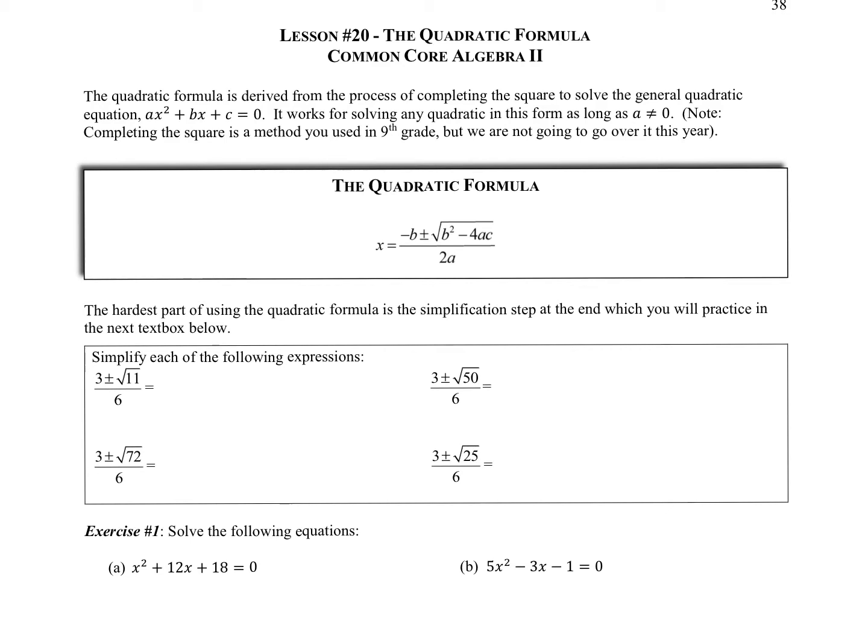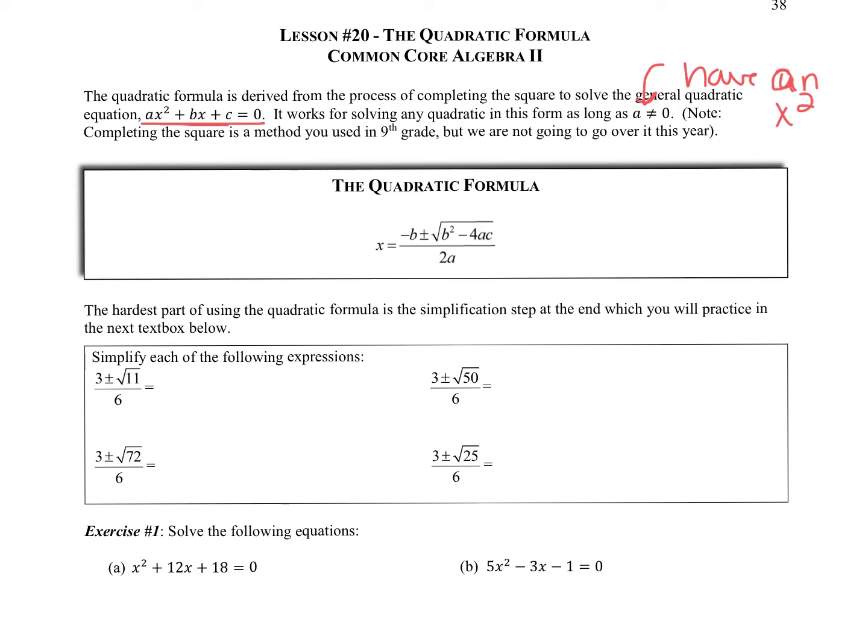So looking here, the quadratic formula is derived from the process of completing the square to solve the general quadratic equation ax squared plus bx plus c equals 0. It works for solving any quadratic that is in this form as long as the a value is not equal to 0. So basically this means that you have an x squared term, right? The quadratic formula will not work if it's not an x squared equation.